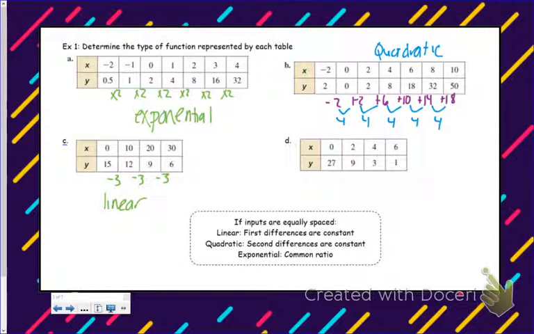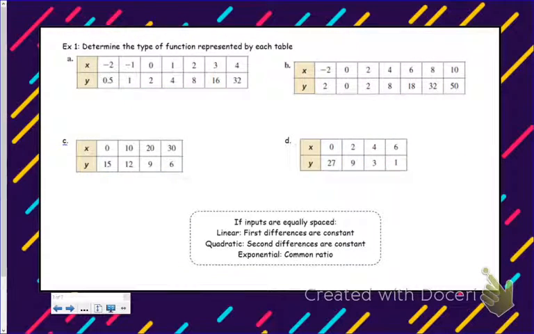And then finally looking at D, again, x's are consistent, but I am dividing by 3 or multiplying by 1/3 each time. So this is also an exponential because it has that common ratio of 1/3.